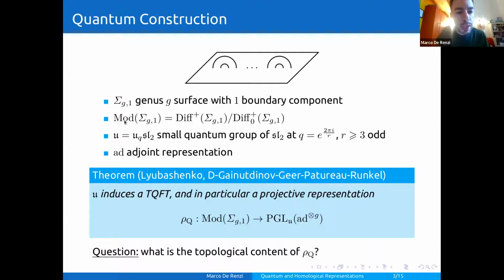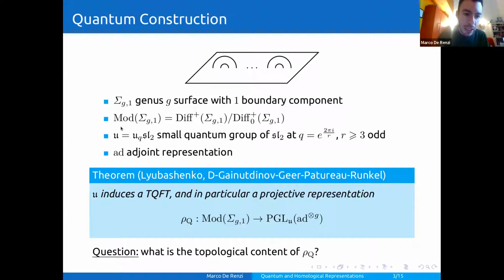Then I will denote by mod sigma G1 the mapping class group of this surface. This is by definition the group of positive diffeomorphisms of the surface sigma G1. By positive, I mean that they should preserve the orientation. They should also fix the boundary point-wise. I am modding out this group by the normal subgroup of those diffeomorphisms that are isotopic to the identity. So essentially, we are considering diffeomorphisms up to isotopy.